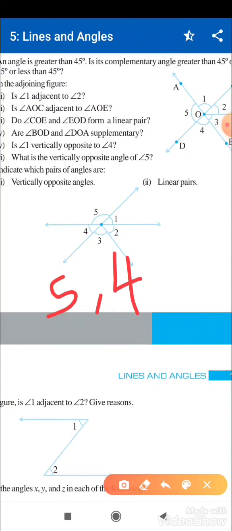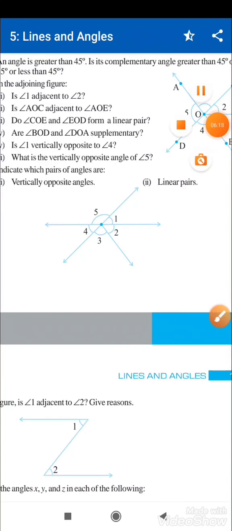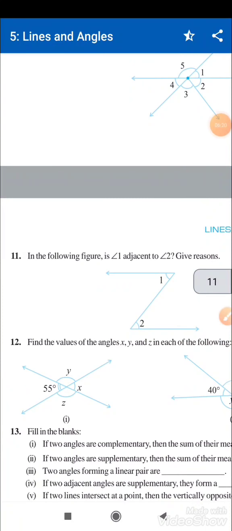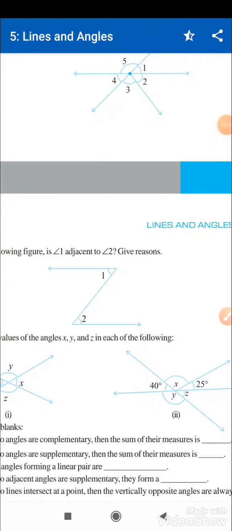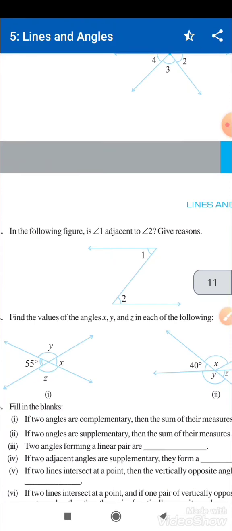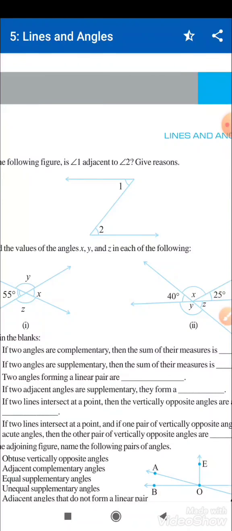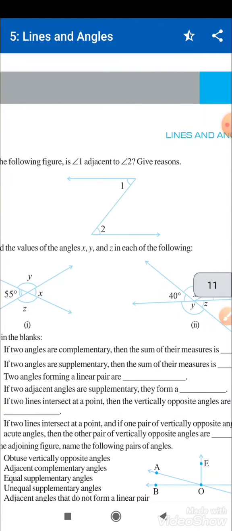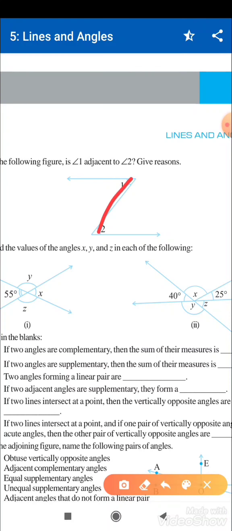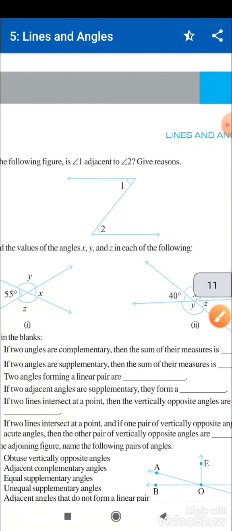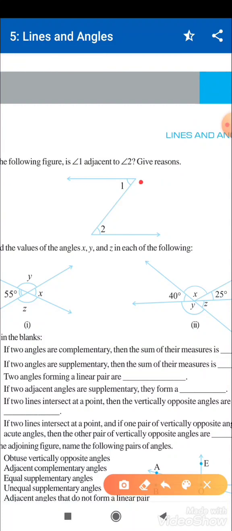Our next question is, in the following figure, is angle 1 adjacent to angle 2? Give reason. So now you can see here that in this figure we have a common arm. We have two non-common arms which lie either side of the common arm, but we don't have any common vertex. Here you can see that there are two vertices. So angle 1 is not adjacent to angle 2.